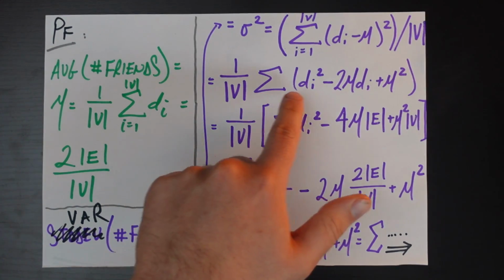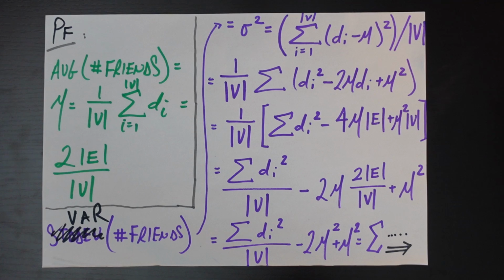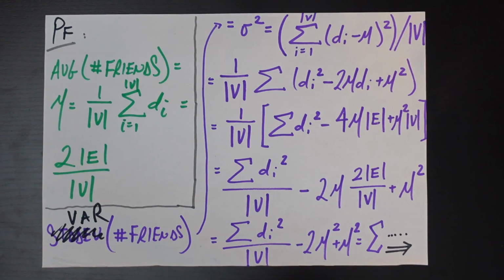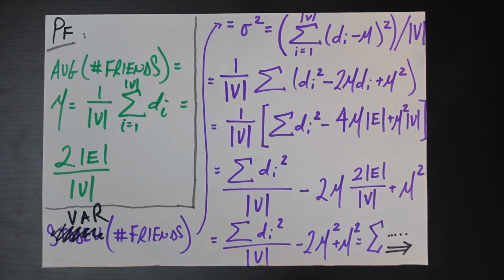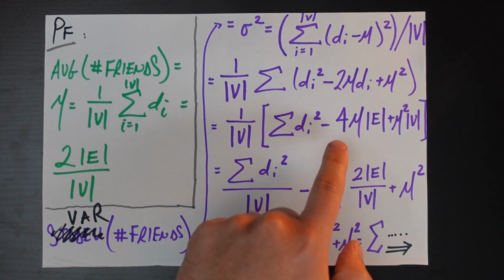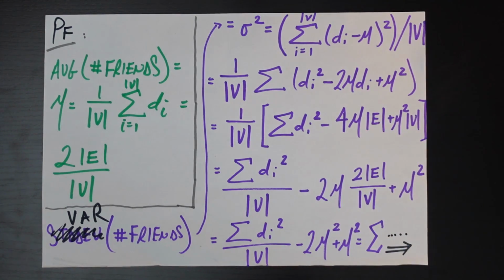The first part is pretty straightforward, sum of di squared, nothing magical going on there. Then, this 2 mu we can actually pull out of the sum because it's a constant, and that leaves a sum over all of the degrees in the graph, and as we already know, that's going to be 2 times the number of edges, which means that this next term simplifies quite nicely to minus 4 mu number of edges in the graph. And finally, this mu squared also has nothing to do with the sum.